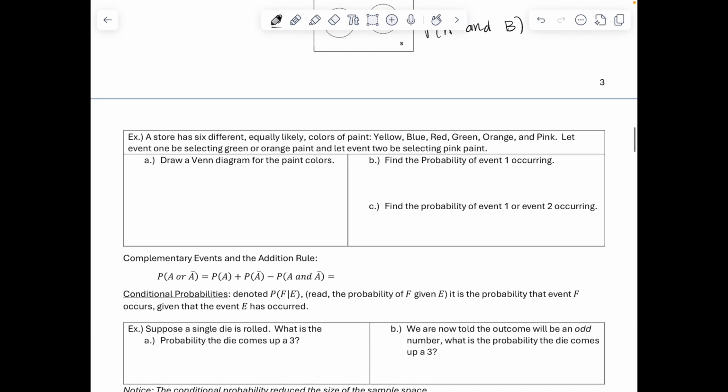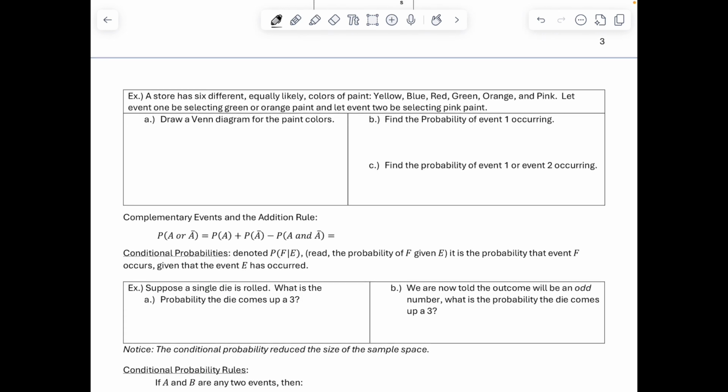So we have an example right below that says a store has 6 different equally likely colors of paint. We have yellow, blue, red, green, orange, and pink. It says let event 1 be selecting green or orange paint, and event 2 be selecting pink paint. This is very similar to the example we did earlier. However, if you notice, this time there is no overlap. So these are mutually exclusive or disjoint events.